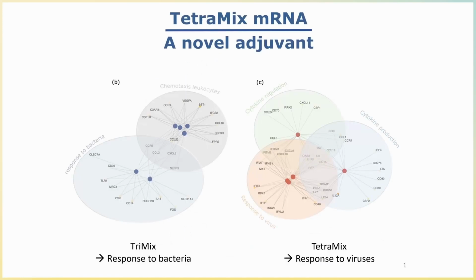We then wanted to have a clearer view on what this really signifies, and for that we did a gene ontology analysis. And what we observed is that delivery of trimix mRNA to dendritic cells gives cells that show pathway activation as you would expect in response to bacteria, while with the tetramix, our dendritic cells have a transcriptome that resembles very much what would happen when they encounter viruses.